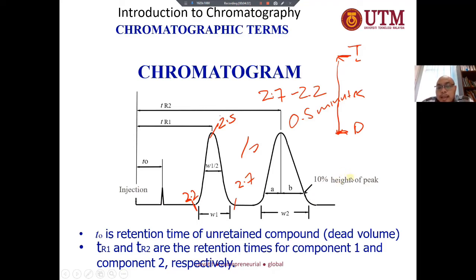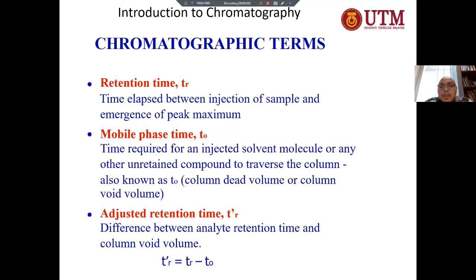So I hope you get the idea. We have the T naught, or the dead volume, or unretained compound. We have the retention time. We have the width of the peak. Width of the peak can be measured in two ways. Either you can use a ruler to measure in centimeters or millimeters, or more precisely, it's better to use the time difference between its rising until it reaches the baseline. For example, 2.7 minus 2.2, so you get 0.5 minutes for the width of the first peak. Same goes, you need to calculate the second peak width.